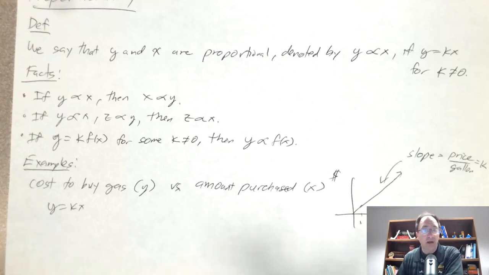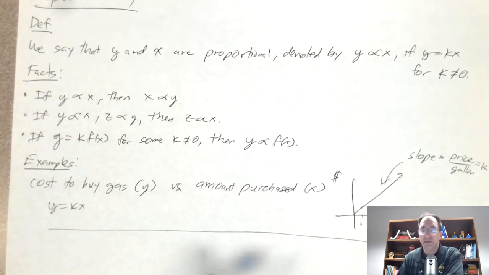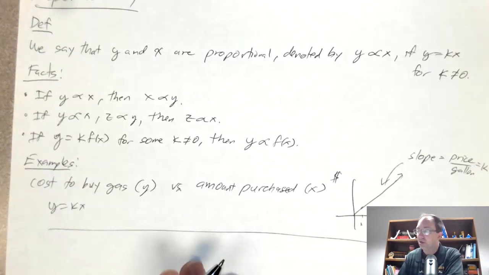So we don't need mathematical modeling in this situation. This is just a regular algebraic relationship. Where the modeling comes in, where proportionality is helpful, is for situations where the relationship is not perfect.